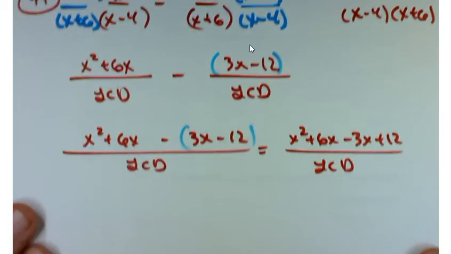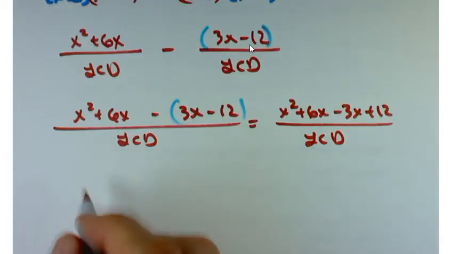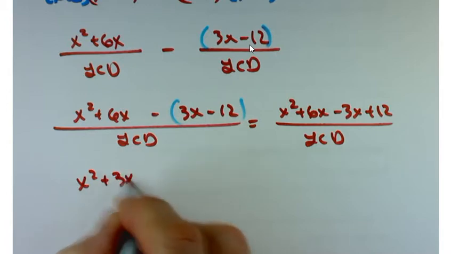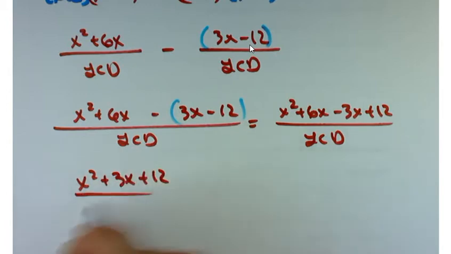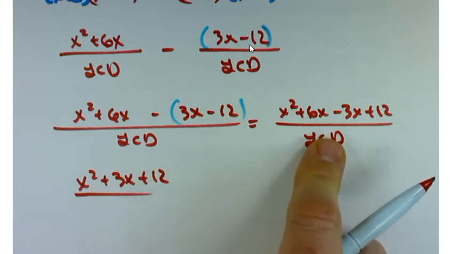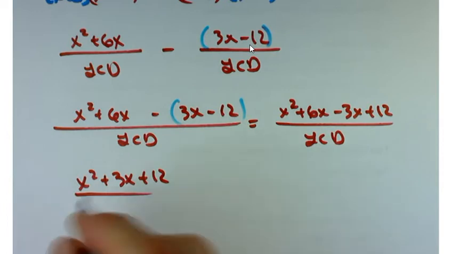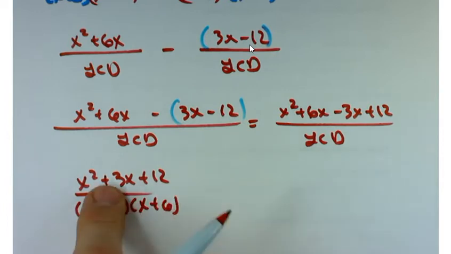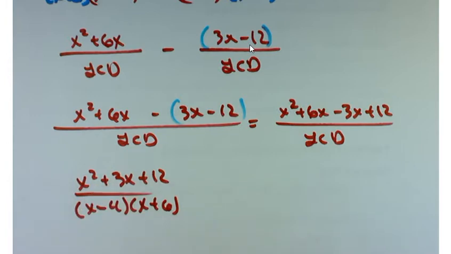Is there anything else I can do? Yeah, combine like terms. X squared plus 3x plus 12. For your final answer, please do not write LCD. I want to see it out. So x minus 4 times x plus 6. This numerator doesn't factor, so that's it. We're done.